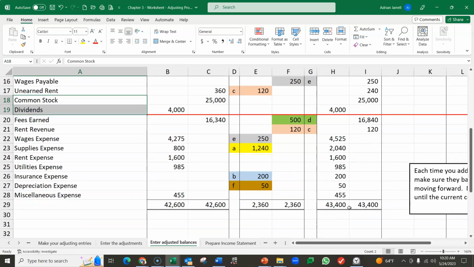Do our adjusted trial balance, and each time, you never go forward until the two columns you're working on balance. If these don't balance, don't go forward. Figure it out. Get it fixed. Now, once you get to here, make sure they balance.